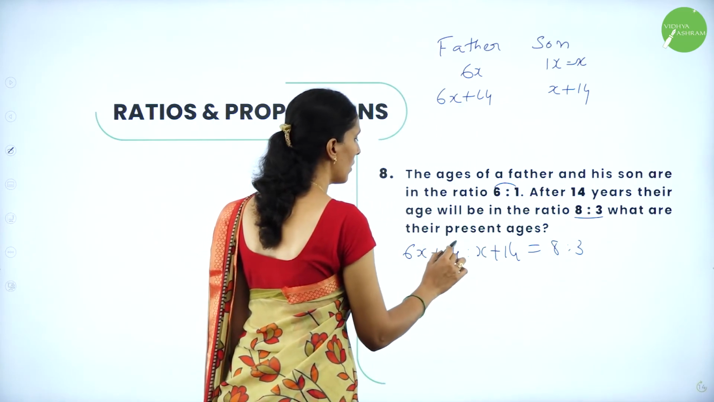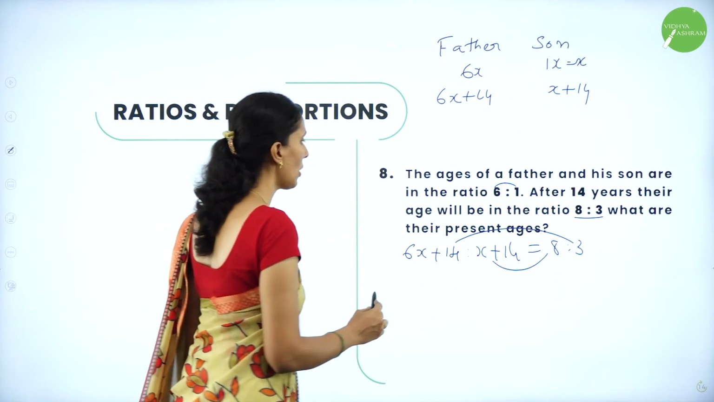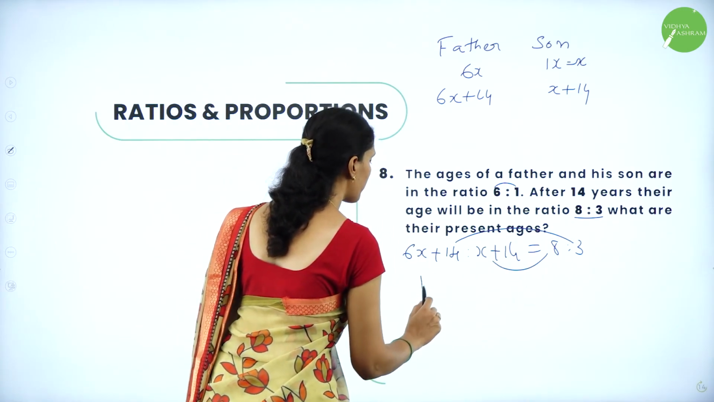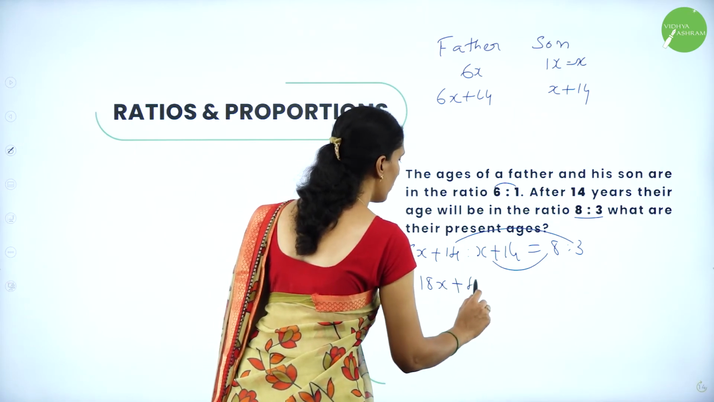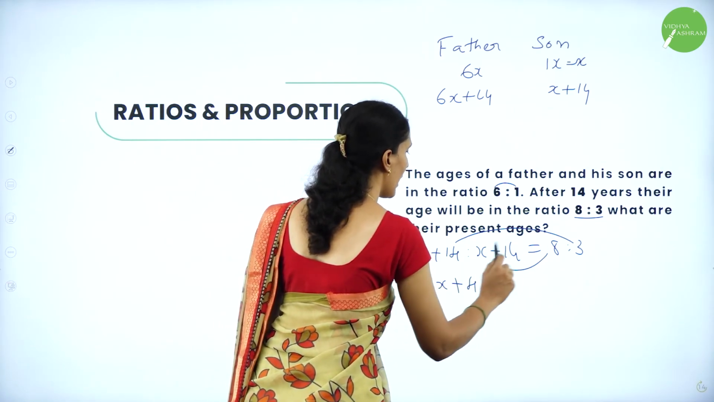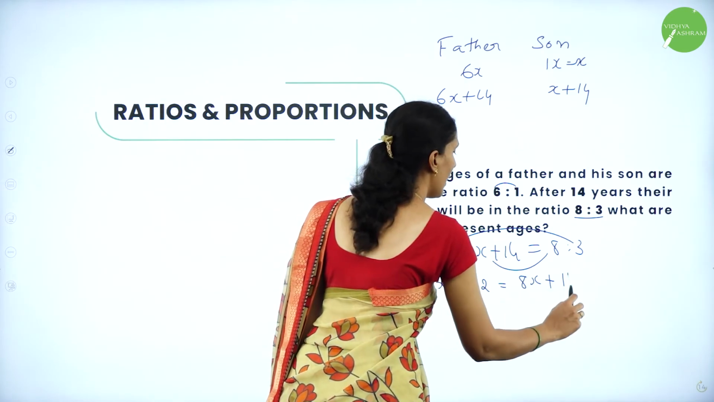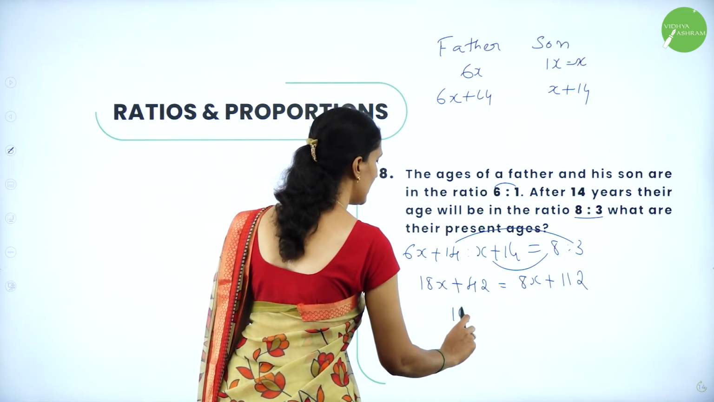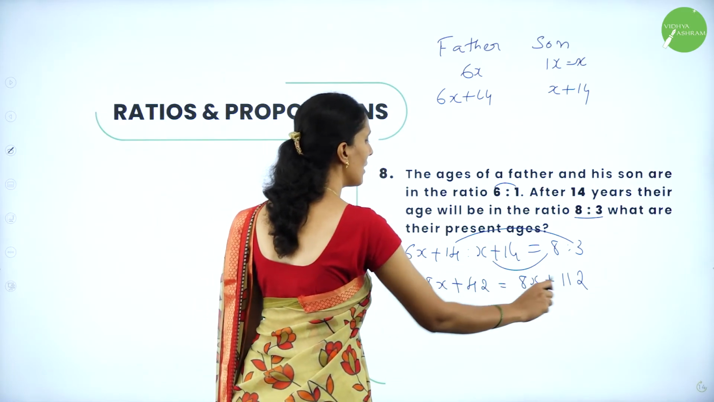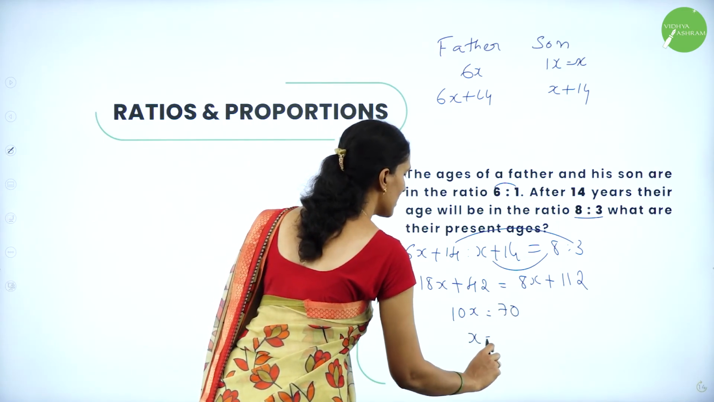That means multiply extremes, multiply means and equate them. So when you multiply, it is 3 6s are 18x plus 14 3s are 42 is equal to 8 into x, 8x plus 112. So when you solve, 18x minus 8x is 10x, 112 minus 42 is 70. So therefore, x is equal to 7.